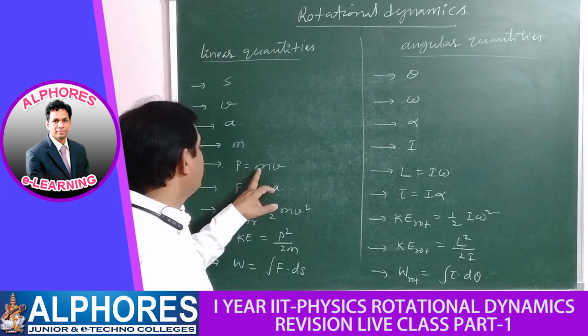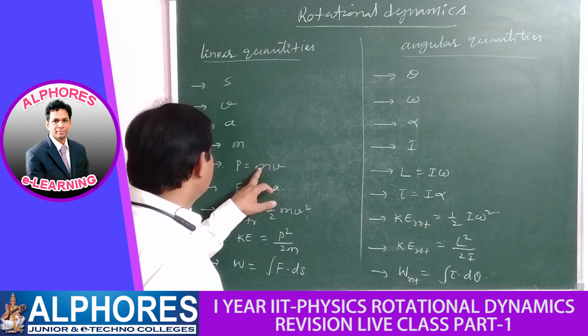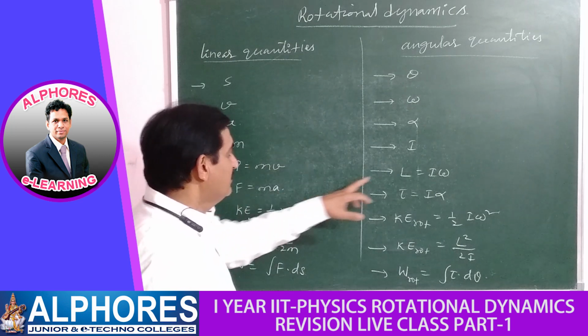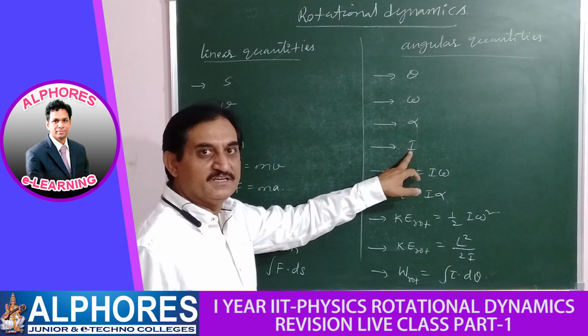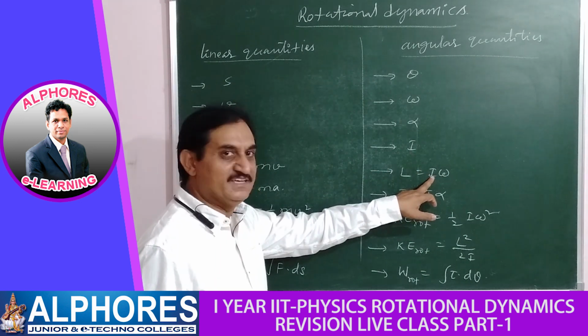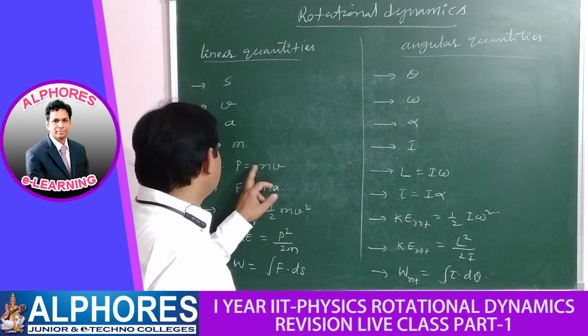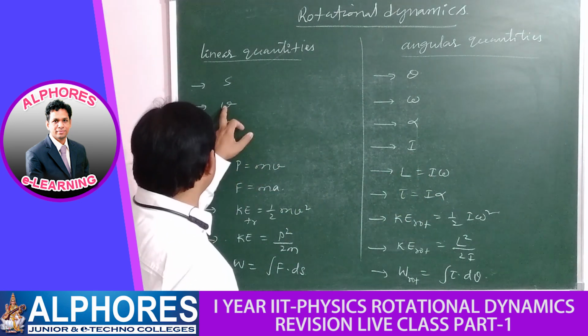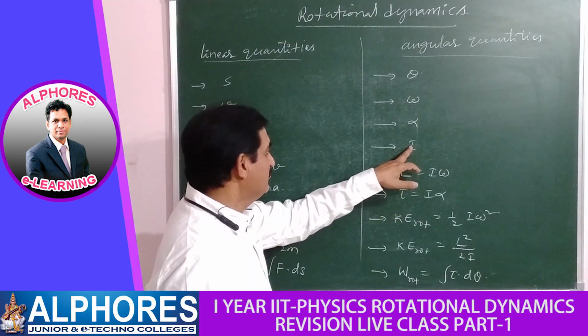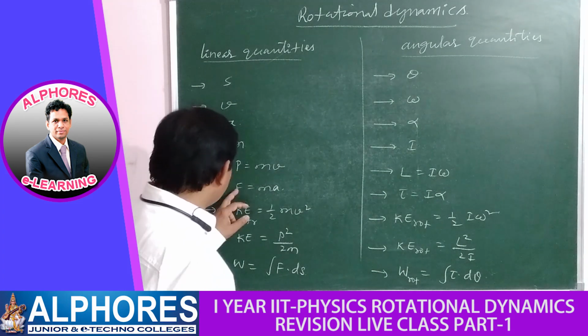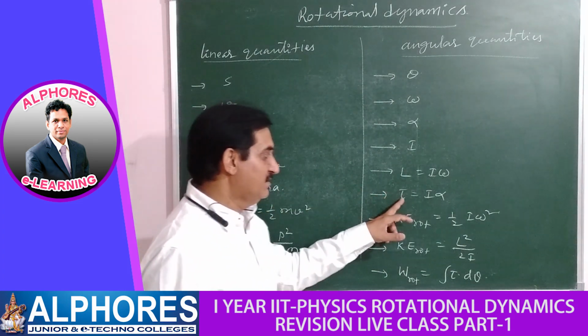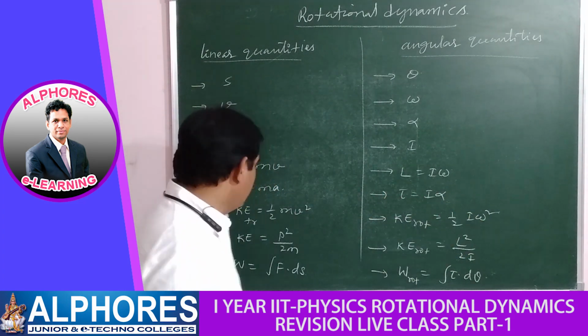Linear momentum P is equal to mv, where m is mass. Here angular momentum, where the similar quantity to mass is the moment of inertia, I. P is equal to mv, mass and velocity. Angular momentum, moment of inertia and angular velocity. And similarly, F is equal to ma and tau is equal to I alpha.